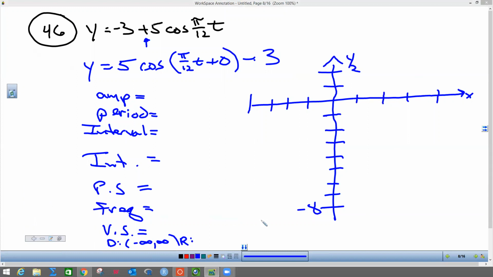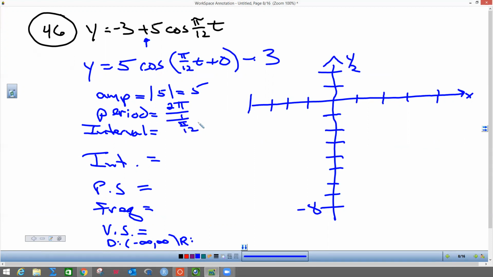Now, who can tell me the amplitude? 5. It's the absolute value of 5, which is 5. That's the amplitude. Period is 2 pi divided by what? Which is what?